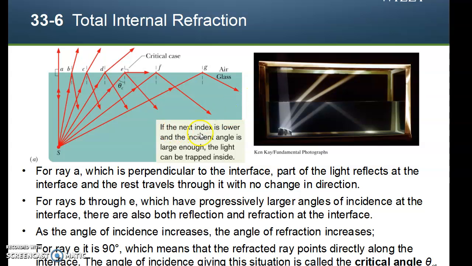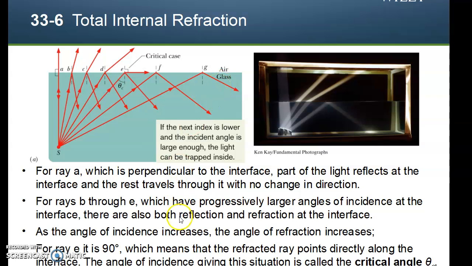Okay? If the next index is lower and the incident angle is large enough, the light can be trapped inside, right? For ray E, it is 90 degrees, right? This means that the refracted ray points directly along the interface. Any of these points beyond that are not going to be refracted out there at all, but are going to be reflected back down further. Okay?